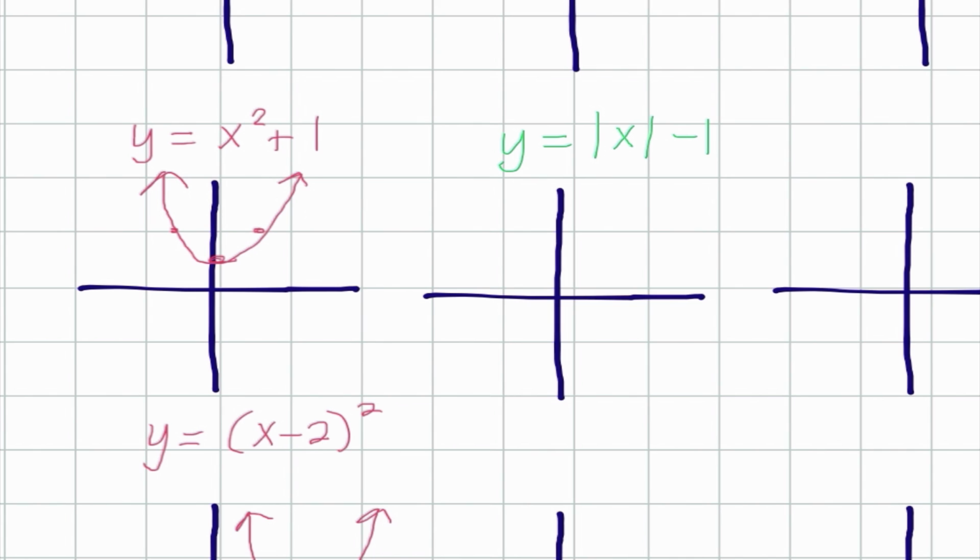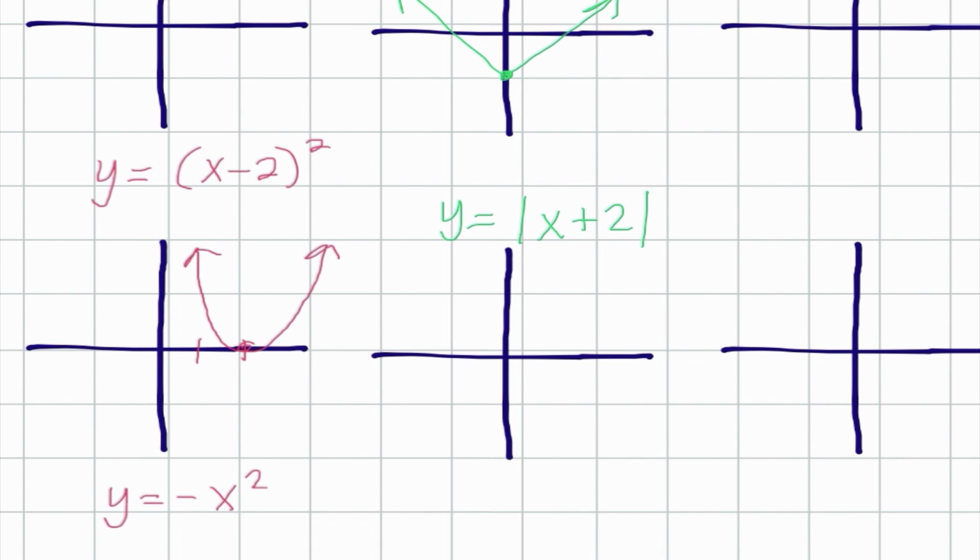If we had y equals the absolute value of x minus 1, that means that we are going to have to shift down 1. So I'm going to go down 1 and then draw my V shape. When we're adding or subtracting a value like that, that is what is called a vertical shift, because we're either moving up or down.